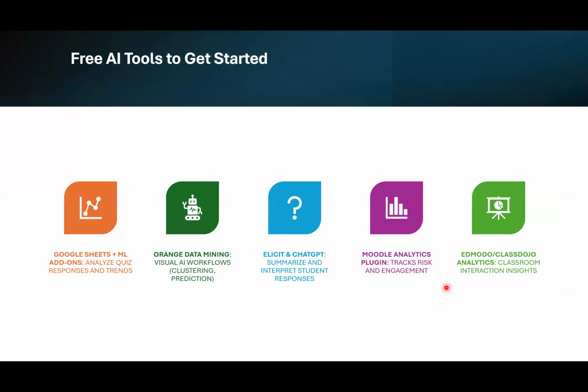Then also we have some free AI tools to get started. For example, Google Sheets with ML add-ons, or some other platforms like Elicit and ChatGPT or ClassDojo Analytics. So these are free online portals available with limits. We have to check how much they have given in the free tier, but they are freely available.